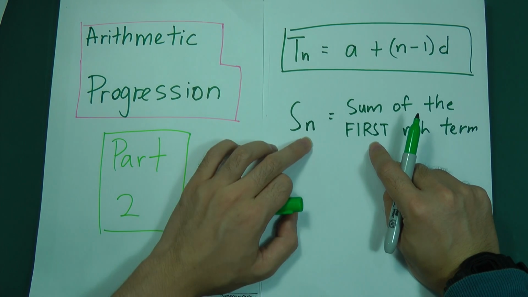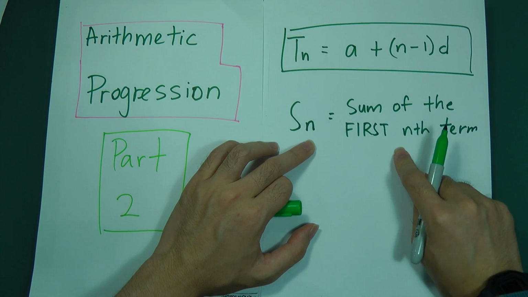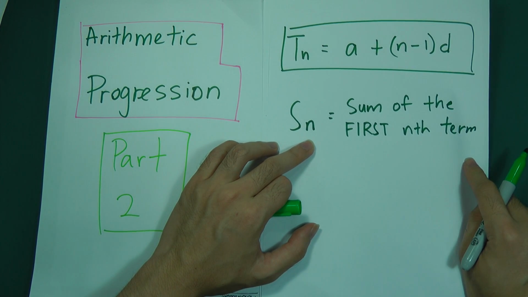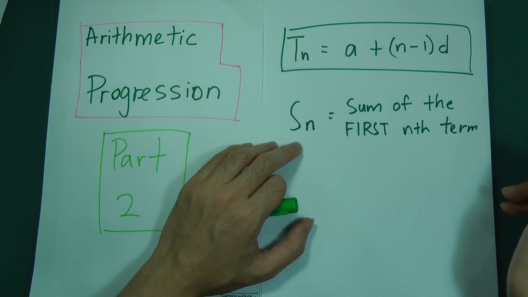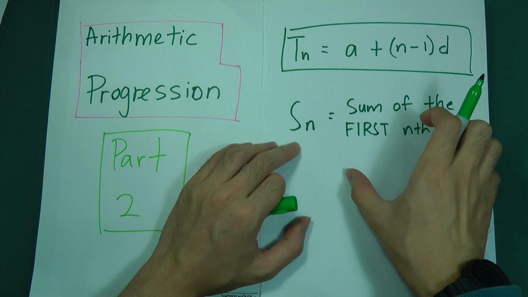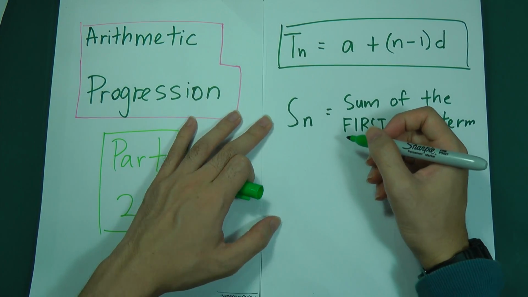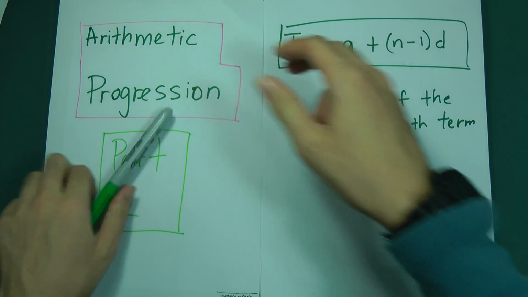Let's say I have S5. It means I sum the first term, second term, third term, fourth term until the fifth term. We cannot sum starting from the middle one. For example, I'll give an example to make this very clear.